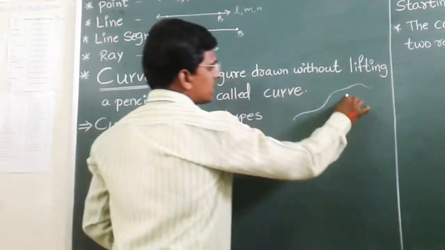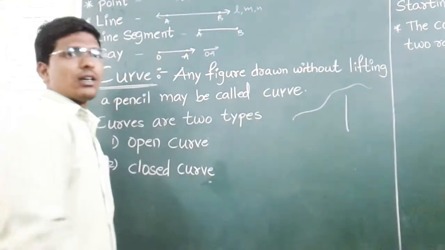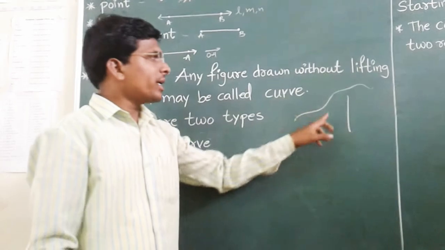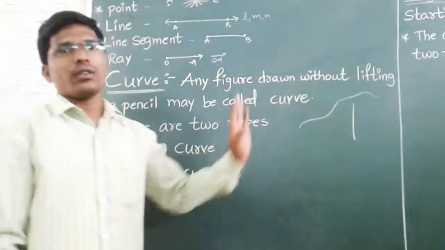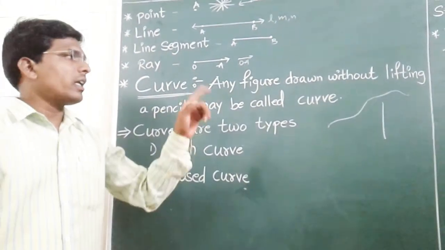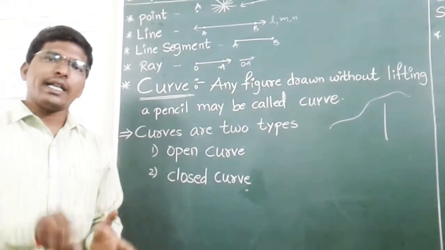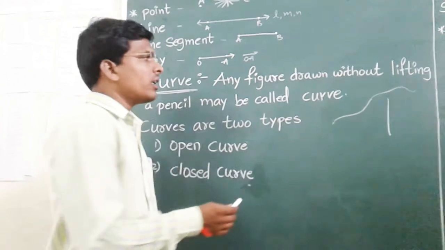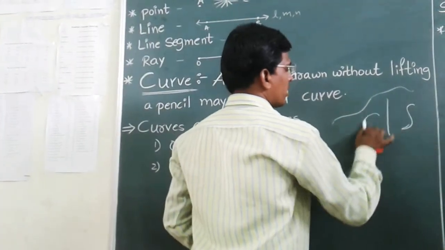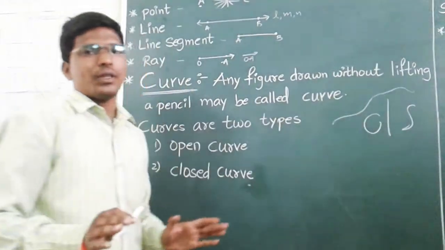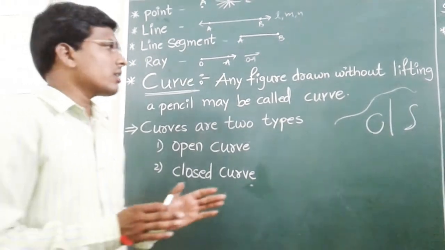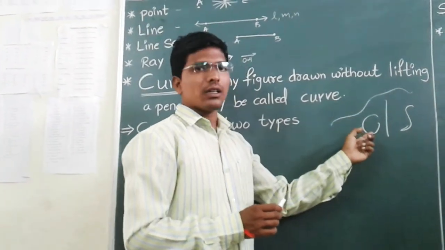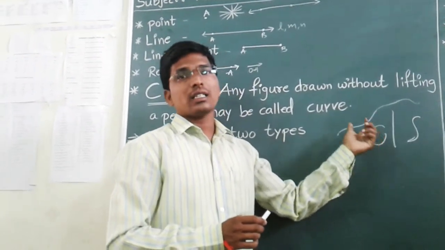If I draw like this, is it also a curve? Yes. According to mathematics, the straight line is also a curve. According to our general life, a line is not a curve, but according to mathematics, every straight line is also a curve. Not only these figures, you can draw like this also without lifting the pencil. Such figures are known as curves.